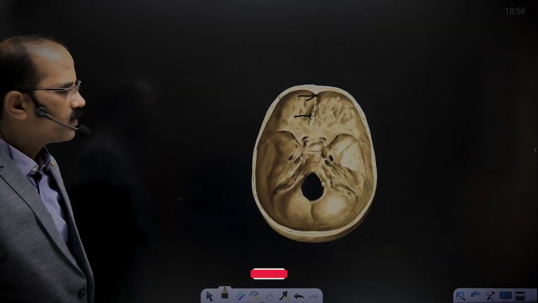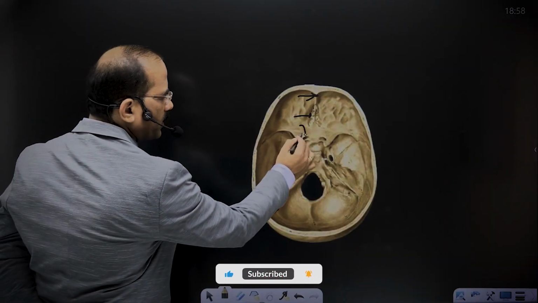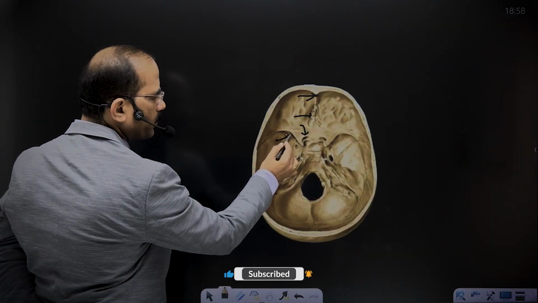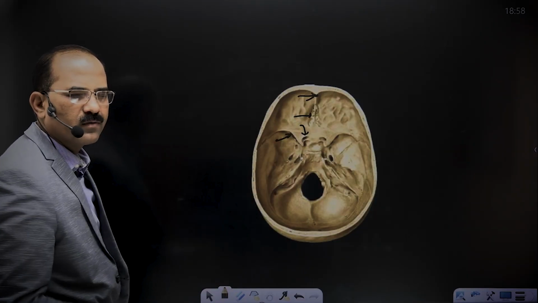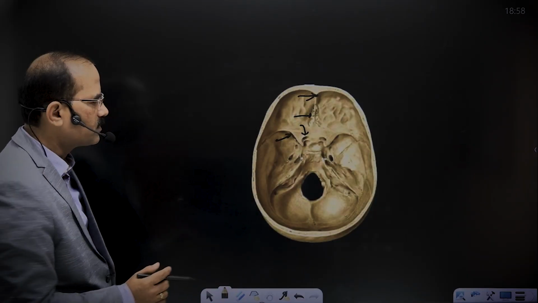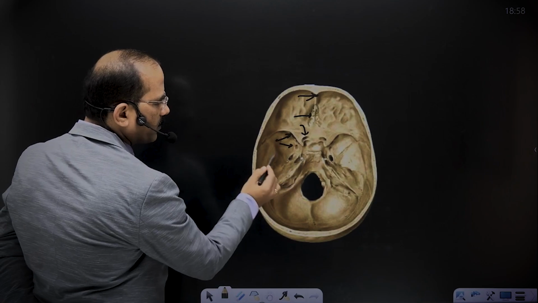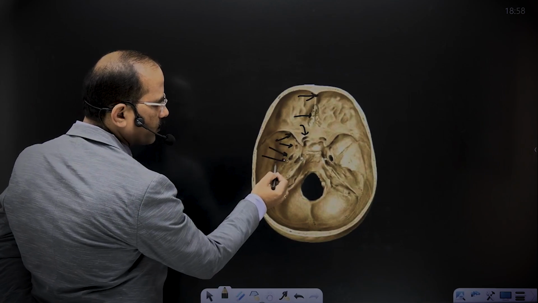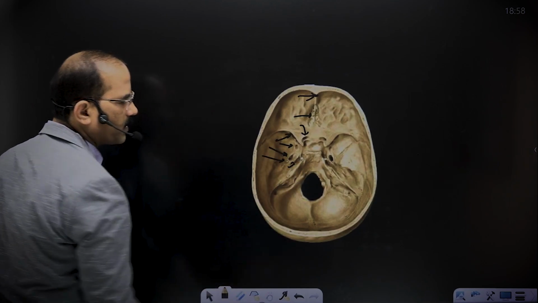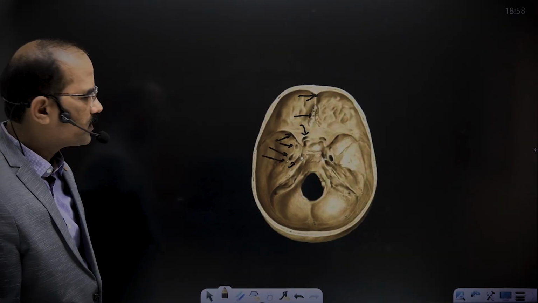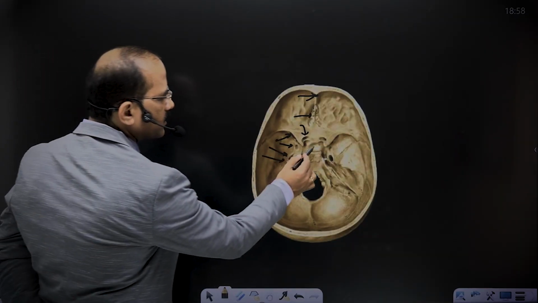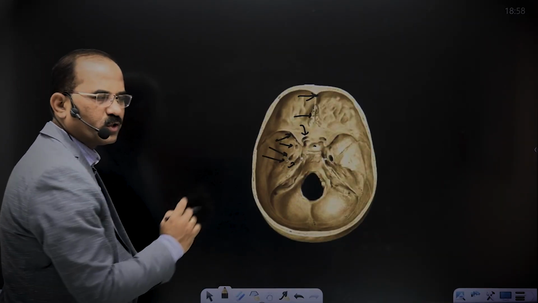In front is the foramen cecum. That's the optic canal here. This is the superior orbital fissure. Third, fourth, sixth, and ophthalmic nerves pass. That's the foramen rotundum. That's the foramen ovale. That's the foramen spinosum. And this is the foramen lacerum. That's the sella turcica, or the area for the pituitary gland.